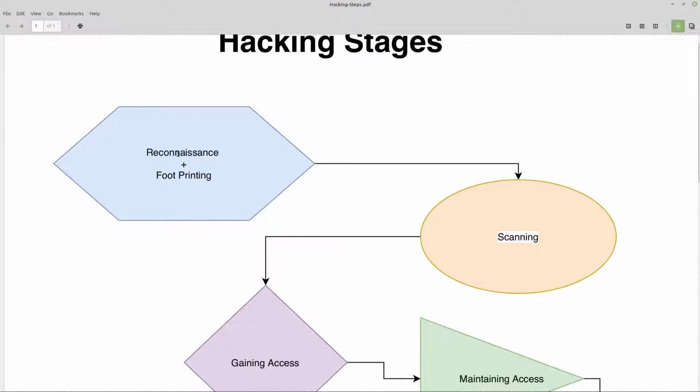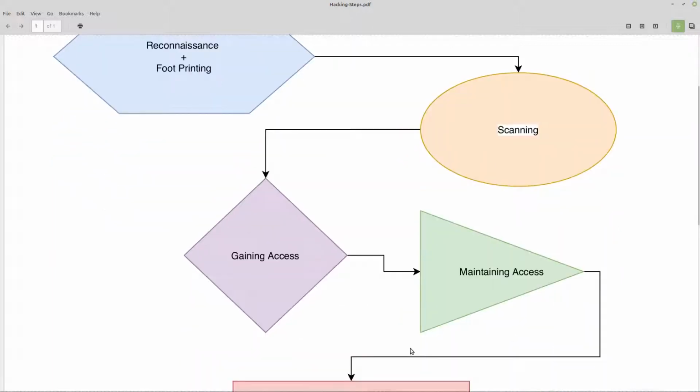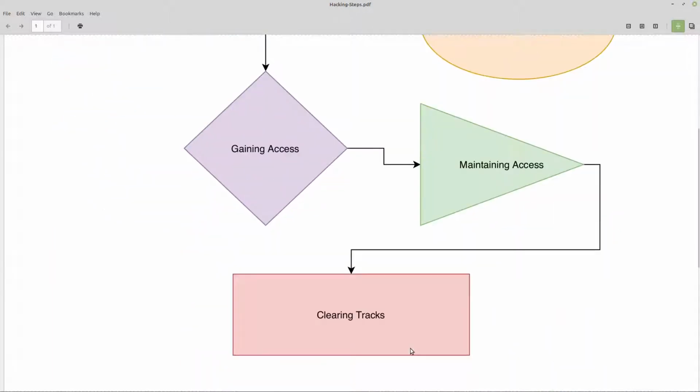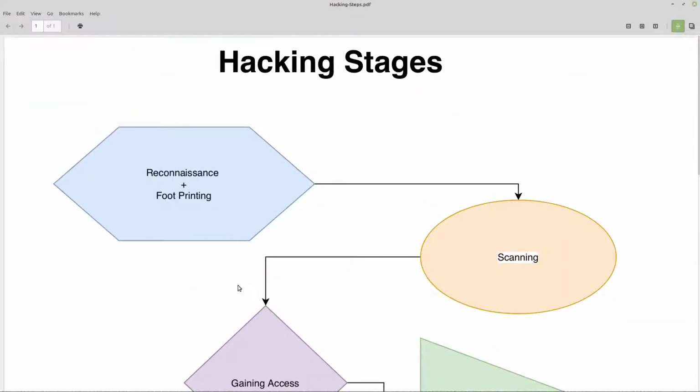So the first thing we are going to look at is reconnaissance and footprinting. Then comes the scanning part, or the enumeration, like scanning and enumeration. The third stage is gaining access. Then the fourth stage is maintaining access. And the last is clearing tracks. So what do we do in these stages? First thing is reconnaissance.